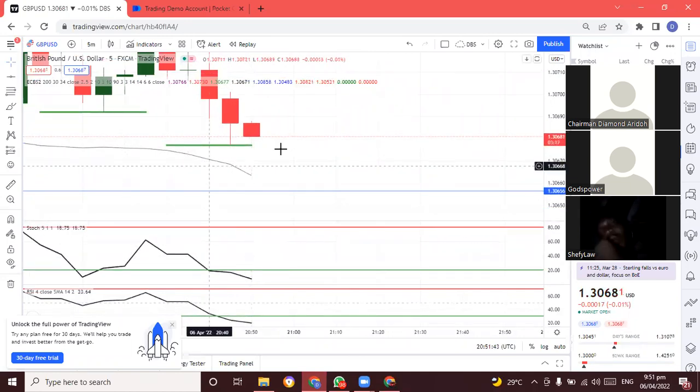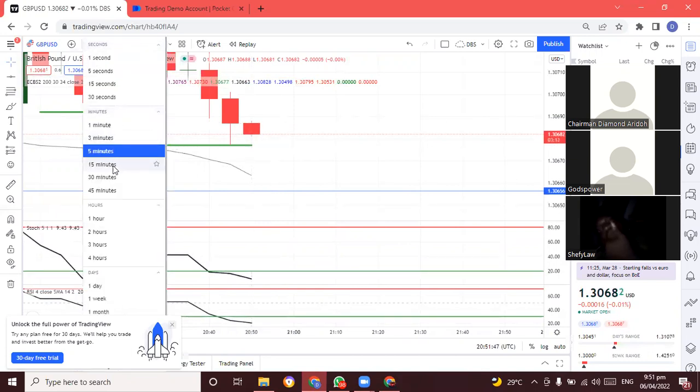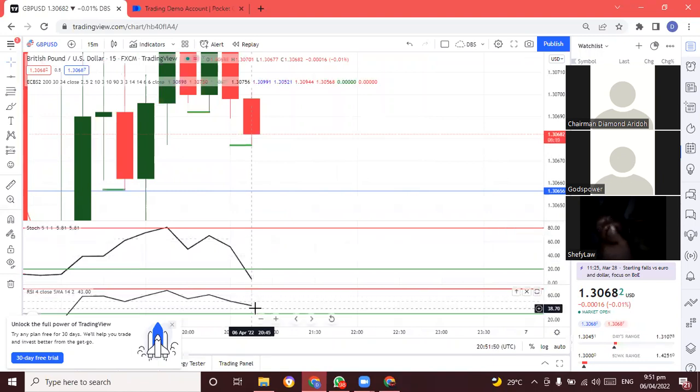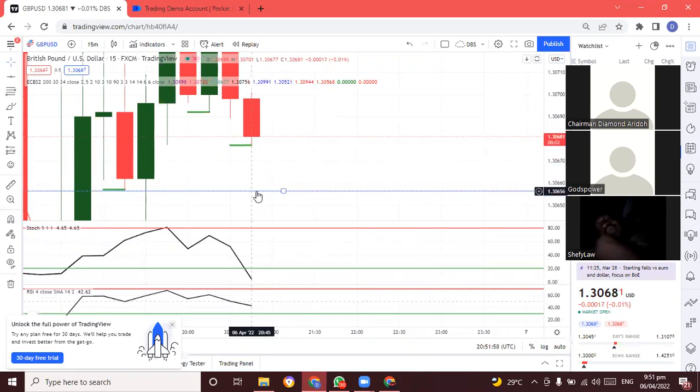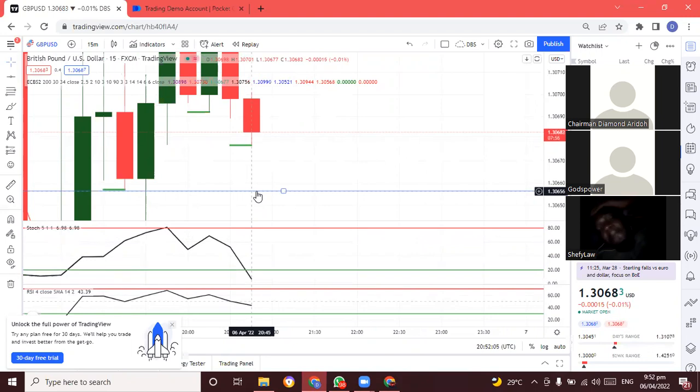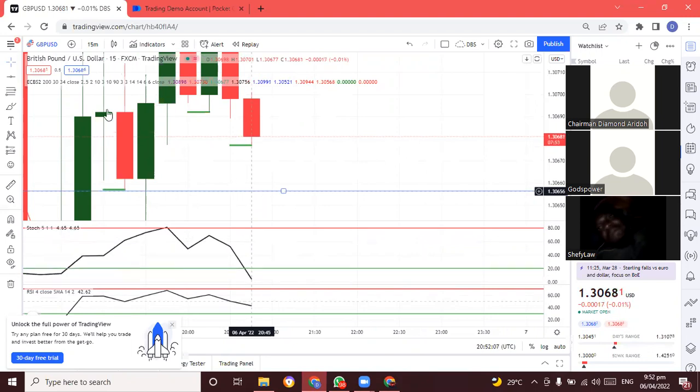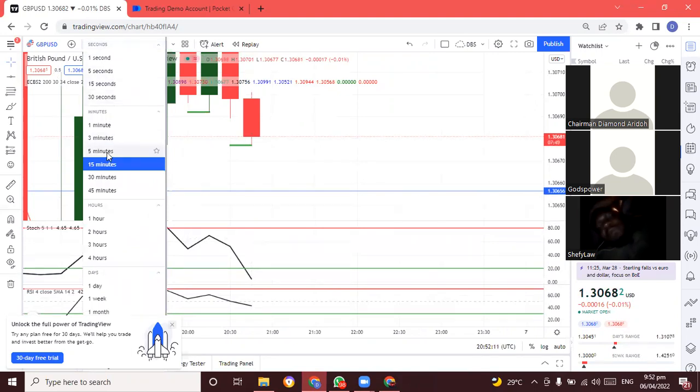Let's watch this candle closely. This red candle, 15 minutes, this candle will almost be ready. So we are waiting for this candle to come down maybe to this level. If it comes down to this level, trust me, it will be ready to go for a buy in 5 minutes time. So let's just wait.